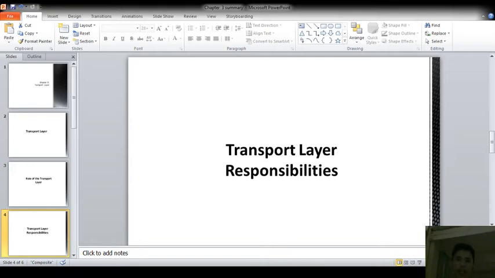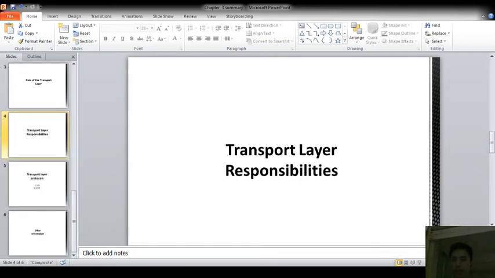And then the next responsibility is identifying the application. So to pass the data streams to the proper application, the transport layer must identify the target application. To accomplish this, the transport layer assigns each application an identifier called the port number. Each software process that needs to access the network is assigned a port number unique to that host. So that is identifying the application, in order to pass the data streams to the proper application.